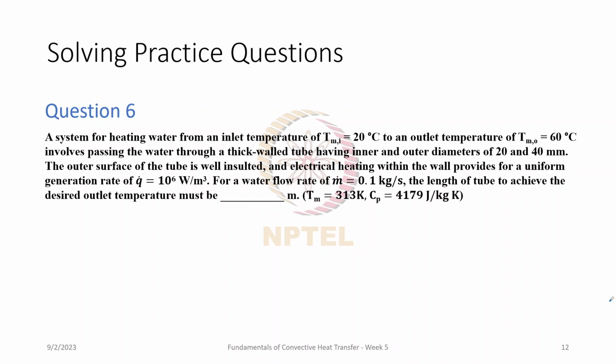The electrical heating within the wall provides a uniform heat generation rate of Q dot equal to 10 to the power 6 watts per meter cube, and for a water flow rate of m dot equal to 0.1 kg per second, the length of tube to achieve the desired outlet temperature must be dash meters. And we know that the bulk mean temperature Tm is equal to 313 Kelvin and Cp is equal to 4179 joule per kilogram Kelvin.